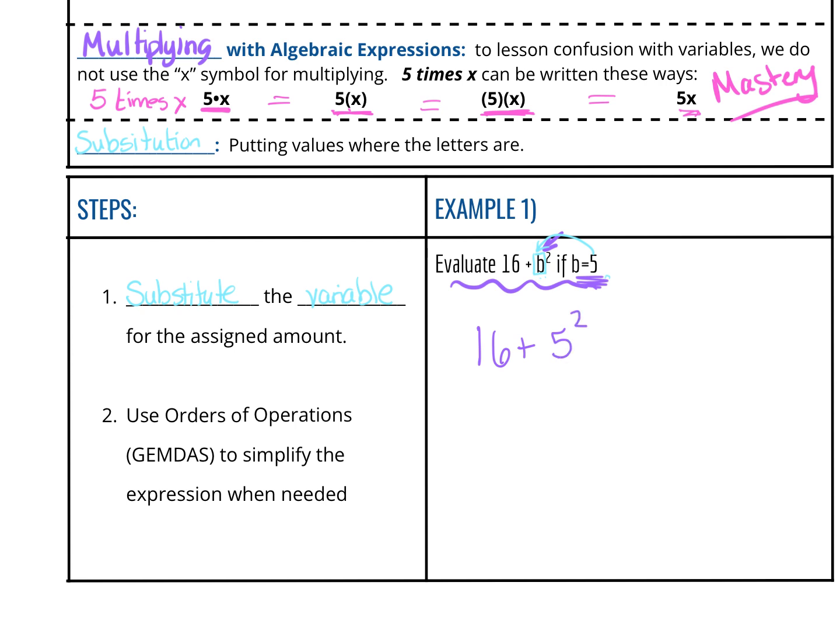squared. Now we're going to do GEMDAS. Okay, so we're going to use the order of operations. So in the order of operations, there's no grouping, but there is exponents in here, and there is addition, so none of that. All right, so we're going to do the exponents first. So this exponent is 5 to the second power, meaning it's 5 times 5. And then I'm going to write plus 16. So what is 5 times 5? Well, that is 25 plus 16, and that's 41. And you get your final answer.